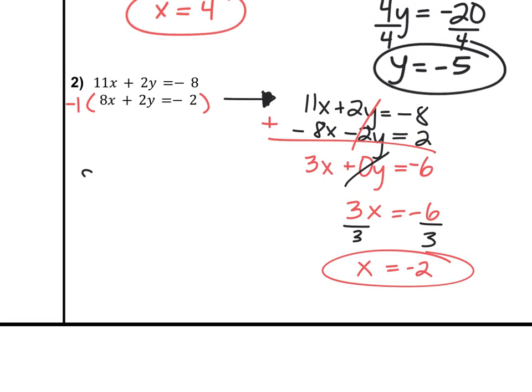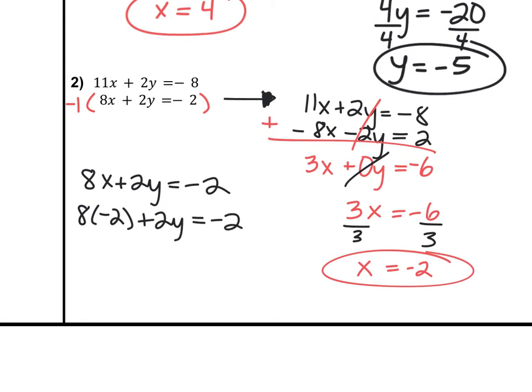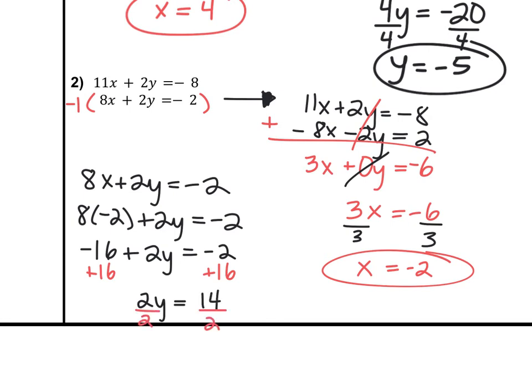Choose either equation to plug back into, it doesn't matter. I like the bottom one because the numbers are smaller. Instead of x, I'll put -2. Multiply, and I get -16. To undo -16, I would add. So this actually requires some solving. So now it's 2y equals 14. And if I divide by 2, y is equal to 7.